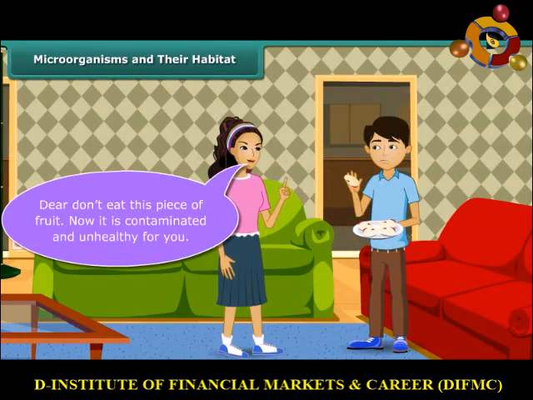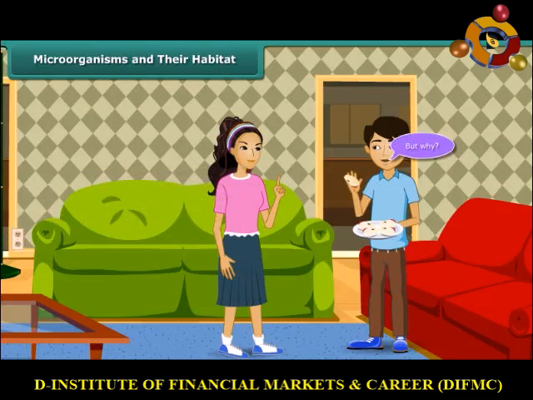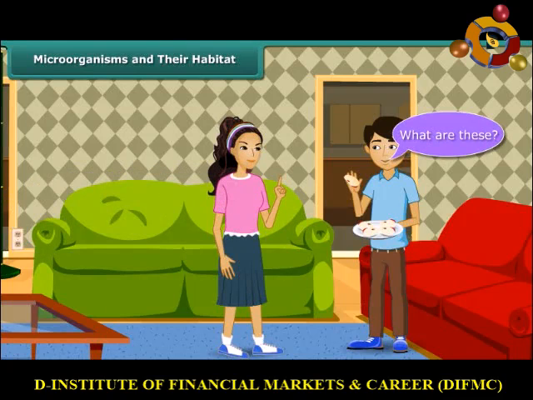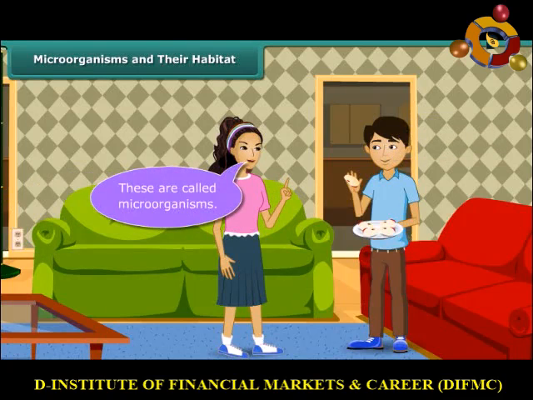Dear, don't eat this piece of fruit. Now it is contaminated and unhealthy for you. But why? Dear, because there are so many germs on the floor and they are so tiny that you cannot see them with naked eyes, and they may harm you. What are these? These are called microorganisms.